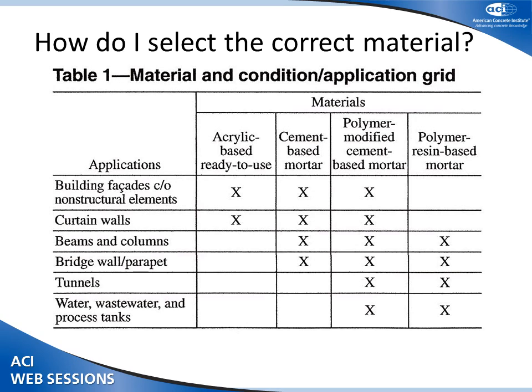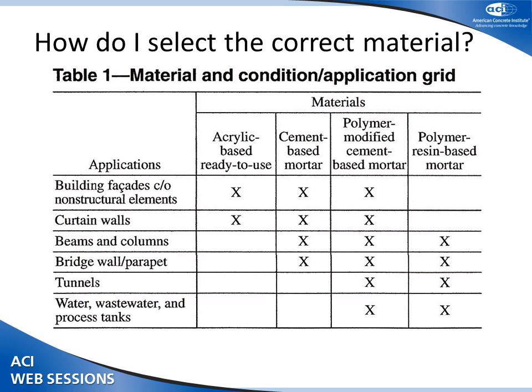How do I select the right material for my application? Well, first, what is my application? Is it going to be building facades, non-traffic bearing, non-structural surfaces, as far as seeing loads? Is it going to be curtain walls? Is it going to be beams, soffits, columns? Is it going to be bridge walls, parapets, or jersey barriers? Is it going to be tunnels, or is it going to be water, wastewater, or processing tanks?